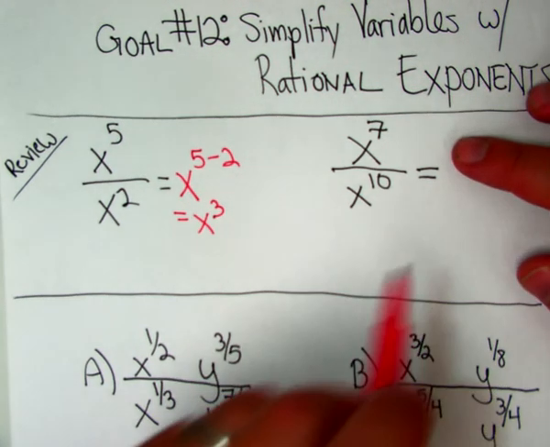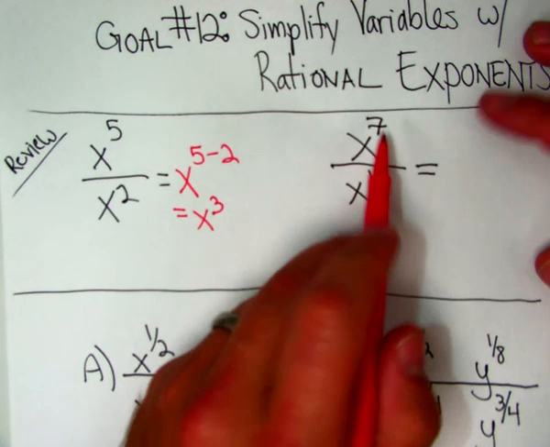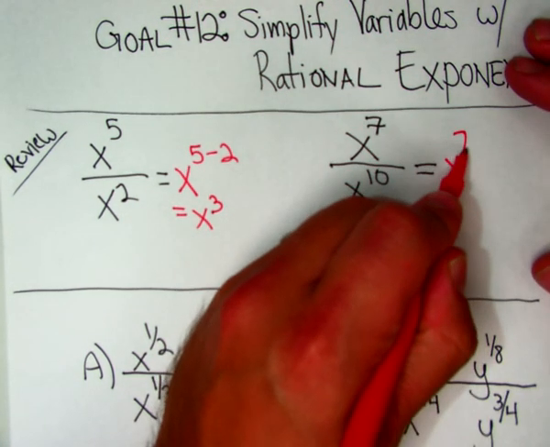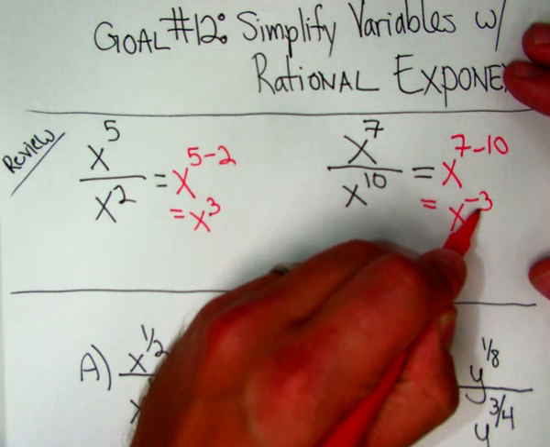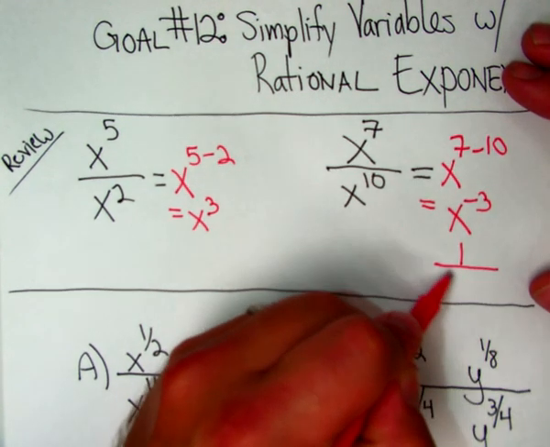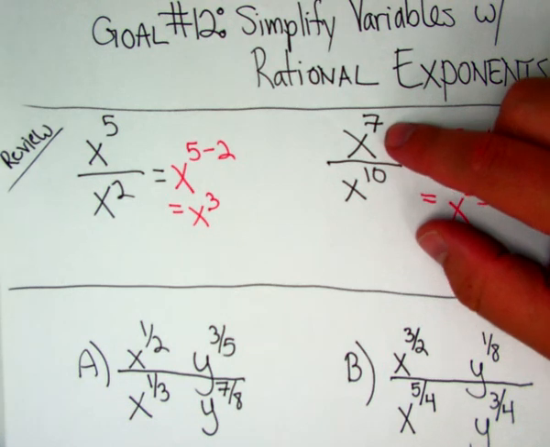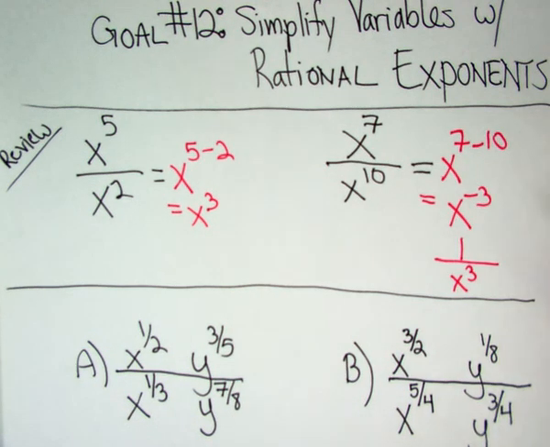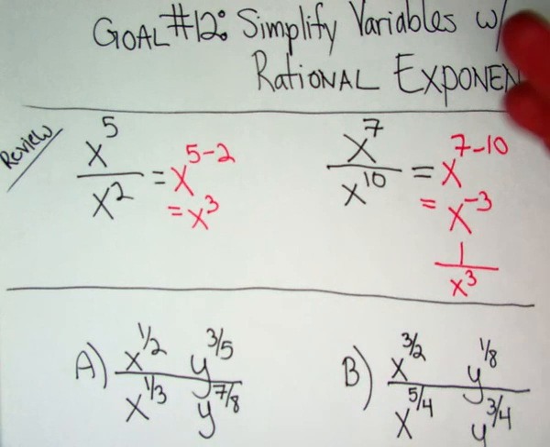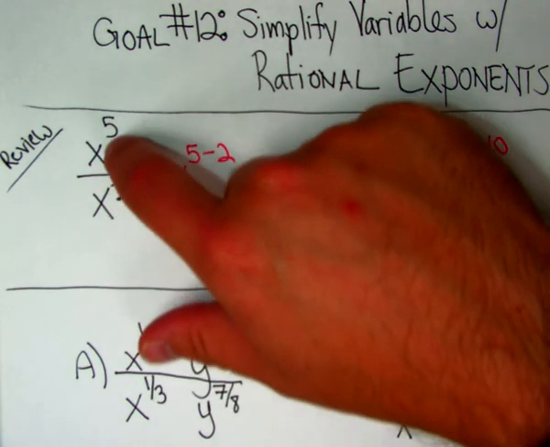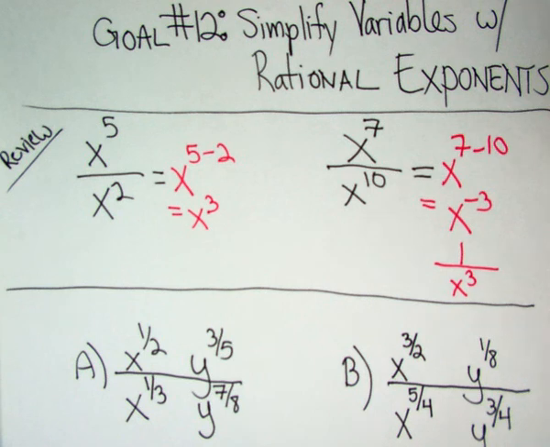Same thing holds true with a problem like this, where we have a smaller number on top and a bigger number on the bottom. We go x to the 7 minus 10, which means that we have x to the negative 3. And remember, a negative exponent means it gets moved down to the bottom, so we have x to the 3 remaining on the bottom. Most of you guys are at the point where you do this just logically, and you say, well, there's 7 on top, 10 on the bottom, so I can get rid of 7, and I'm still going to have 3 left on the bottom. Same thing with this. I have 2 and 5, 2 smaller. If I get rid of 2 of them, I'm going to still have 3 remaining on the top.